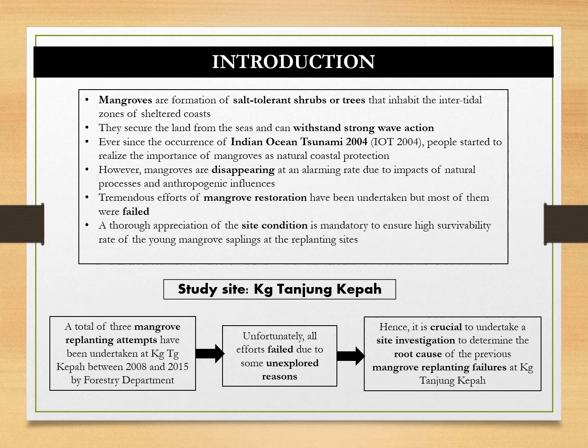Mangroves are formations of salt-tolerant shrubs or trees that inhabit the intertidal zones of sheltered coasts. They secure the land from the seas and can withstand strong wave action. Ever since the Indian Ocean Tsunami in 2004, people started to recognize the importance of mangroves as natural coastal protection. However, mangroves are disappearing at an alarming rate due to the impacts of natural processes and anthropogenic influences.